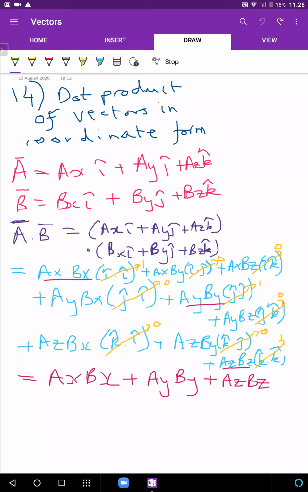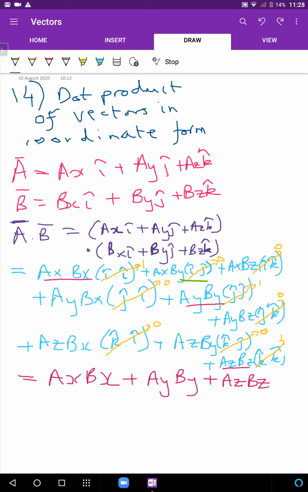In fact, there are 9 terms, 3 into 3, 9 terms. 9 में से 6 terms are zero. Look carefully. I dot j, I dot k, unlike terms जो है ना, ये जीरो हो रहे हैं. I dot j, I dot k. फिर next row में j dot i, j dot k, k dot i, k dot j. All these terms, 6 terms are becoming zero. 6 terms are disappearing. You don't need to worry about them.